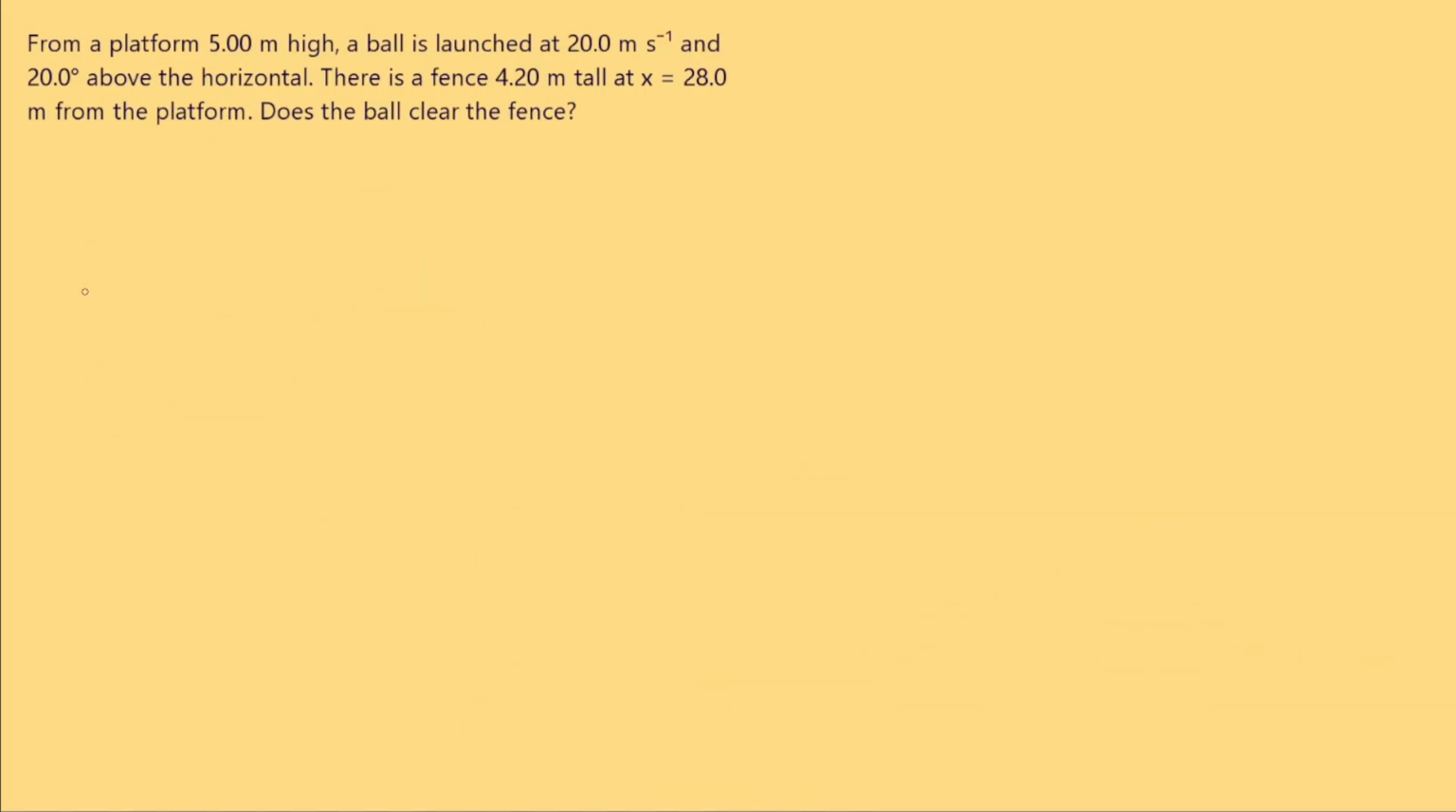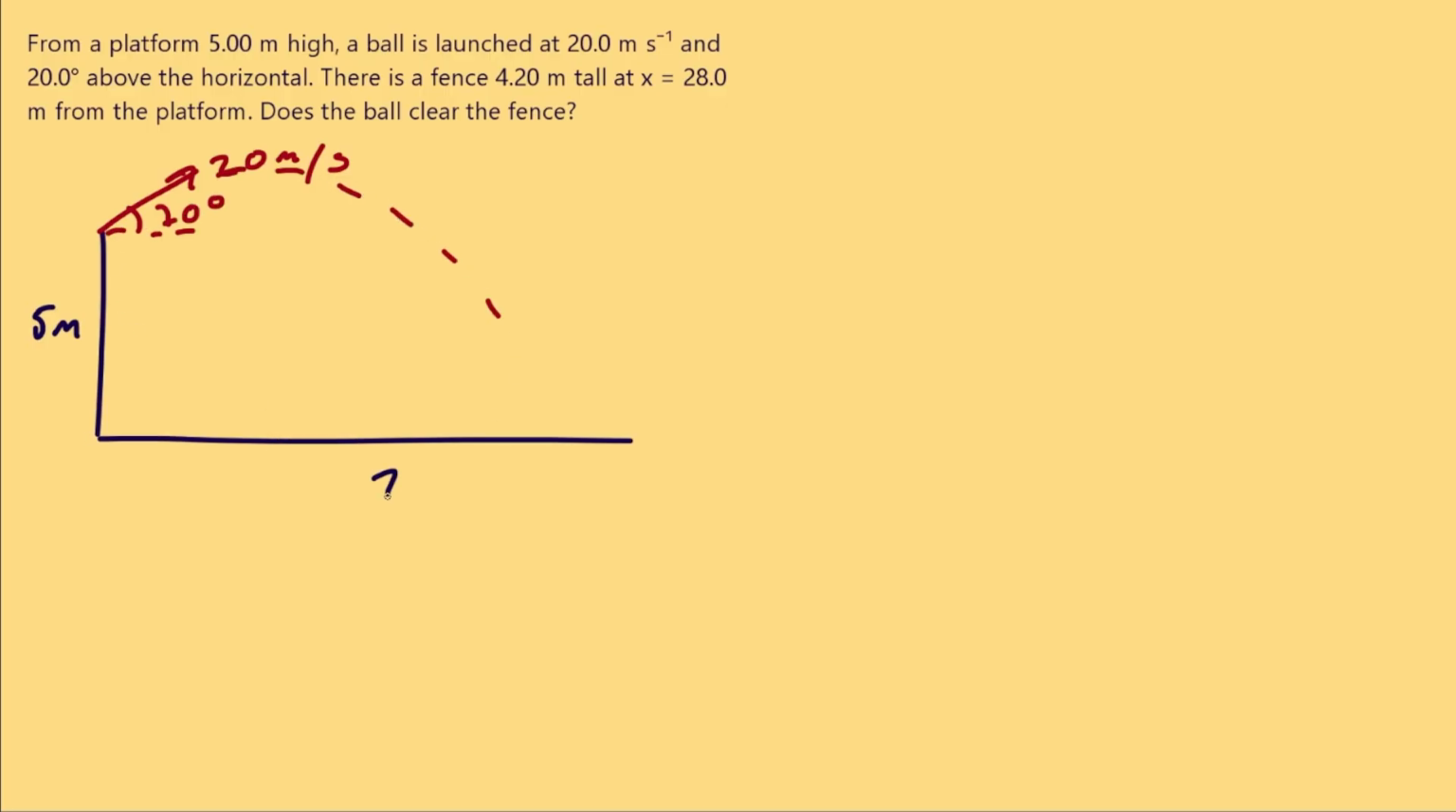This is the fourth problem of this video. So from a platform that is 5 meters high, we launch a ball at 20 meters per second at an angle of 20 degrees. Here's where the problem gets fun. On our path, at the 28 meter mark, there's a fence that is 4.2 meters tall. Our question is, when we throw this ball, does it clear the fence? Does it go over the fence or does it hit it?